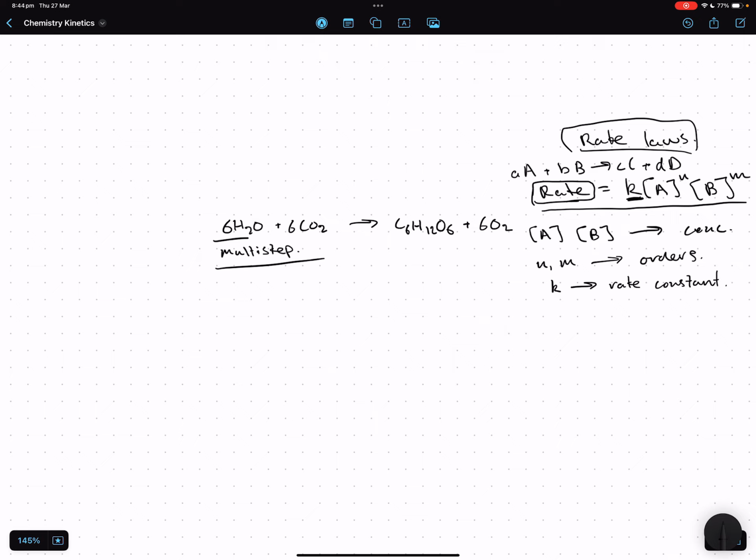So let's say we have a reaction like this, for example: NO2 gas plus CO gas produces NO gas plus CO2 gas.